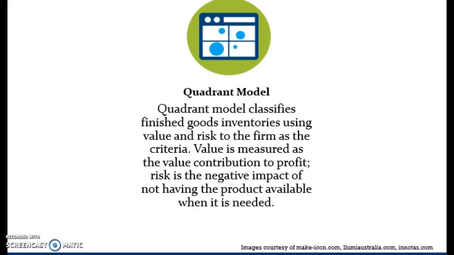Let's look at the quadrant model. This is typically used to classify raw materials, parts, or components for a manufacturing firm. The quadrant model can also be used to classify finished goods inventories using value and risk to the firm as the criteria. Value is measured as the value contribution to profit. Risk is the negative impact of not having the product available when it is needed.